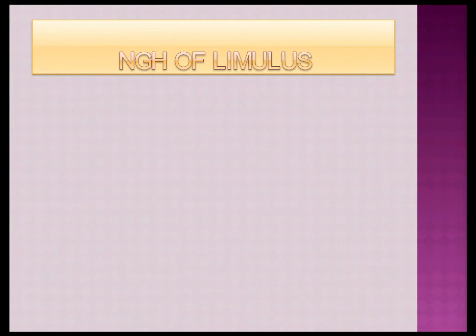Now students, if I take a particular case of animal, I am taking here the example of Limulus, the king crab. It has got a neurogenic heart. I have written a short form as NGH. So this is a neurogenic heart of Limulus.